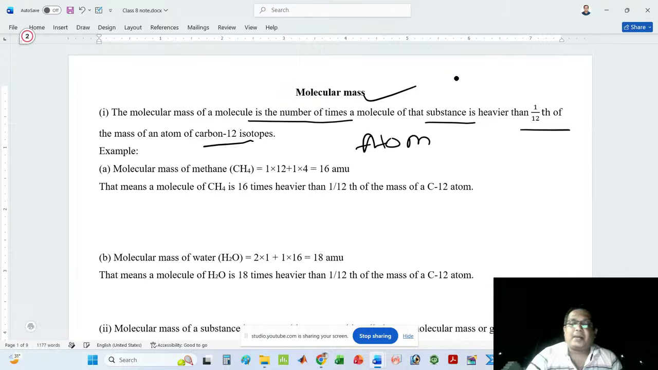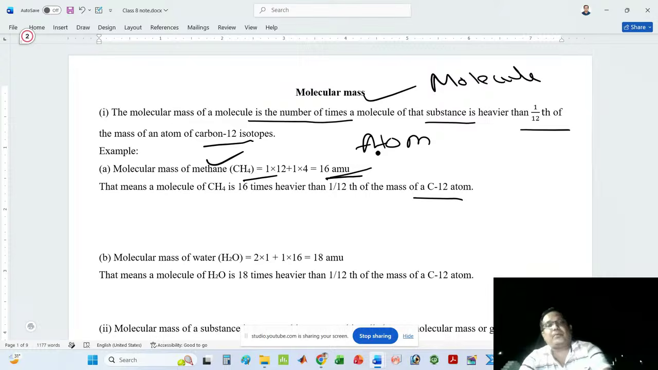By using the atomic mass, you can calculate the molecular mass. Molecular mass of methane. Here I have taken a molecule that is methane. The molecular mass of methane is 16 AMU. Like the atomic mass, you can also compare the molecular mass with the C12 atom. Here, methane molecule having 16 AMU means you can say that a molecule of methane is 16 times heavier than 1 by 12th of the mass of C12 atom.